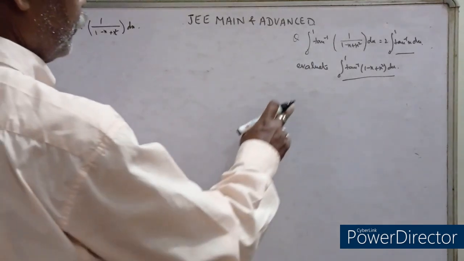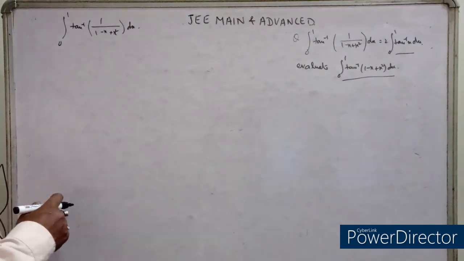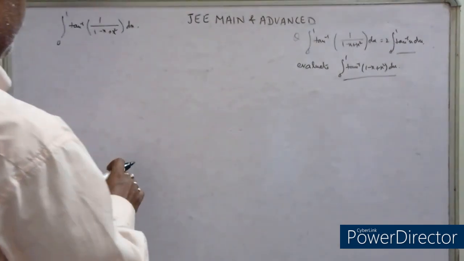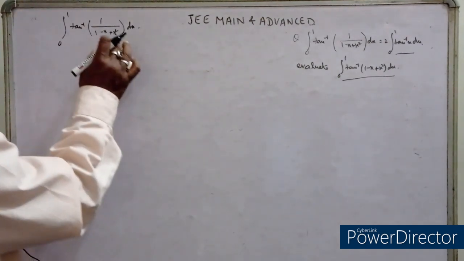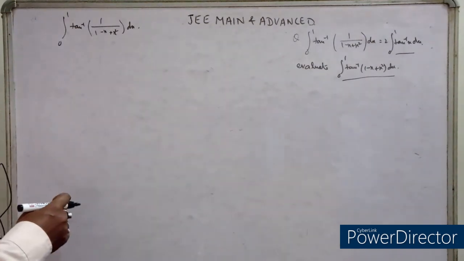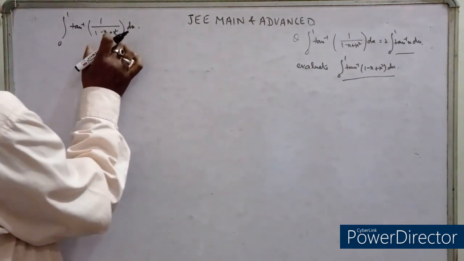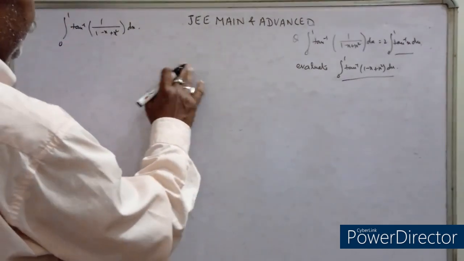So see, the next question is this one. This is your question. So how to prove this? Here you see that these are some of such type of questions, means you have to use your own presence of mind how to evaluate this.